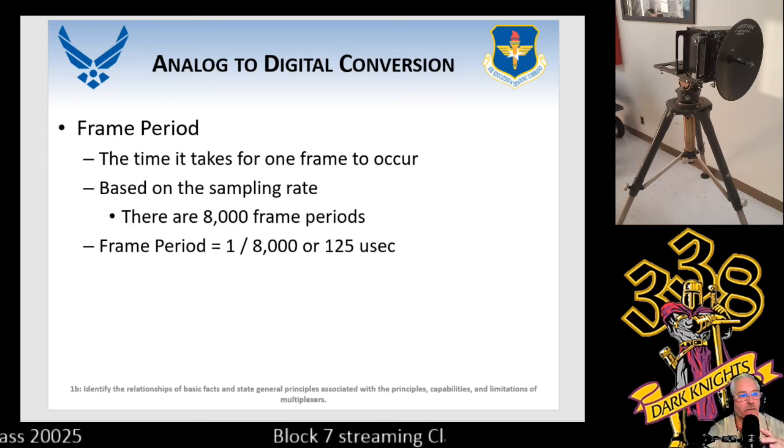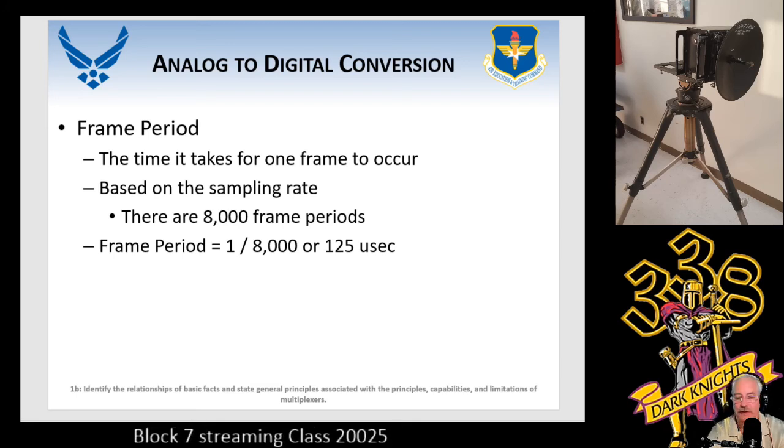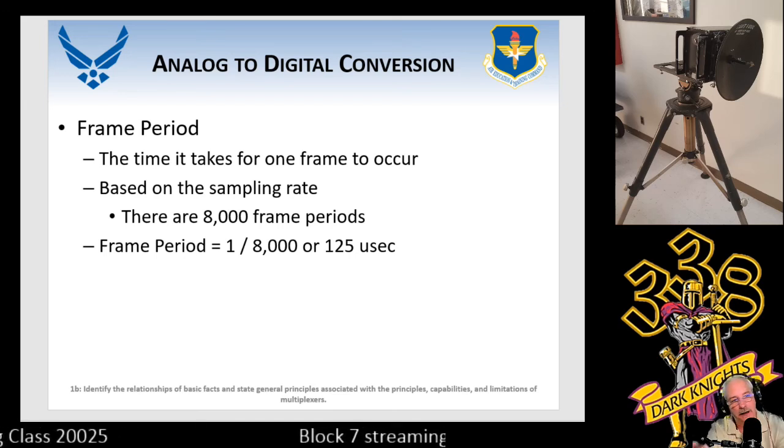So first of all, let's take a look at frame period. The definition for frame period says the time it takes for one frame to occur. This is based off of the sampling rate. Now, most of our multiplexers are doing 8,000 frames a second, or 8,000 frame periods. So what is a period? We're going to take the reciprocal of 8,000 for that sampling rate. And in our case, when you do that, it comes out to 0.000125 seconds. In our case, it's 125 microseconds. That is a frame period. Time it takes for one of those to happen.